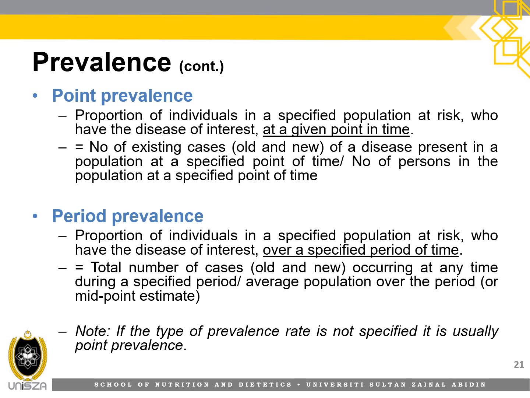Period prevalence is the proportion of individuals in a specified population at risk who have the disease of interest over a specified period of time. Period prevalence is the total number of cases, old and new, occurring at any time during a specified period divided by the average population over the period, or midpoint estimate. So whenever the type of prevalence rate is not specified, it is usually point prevalence.